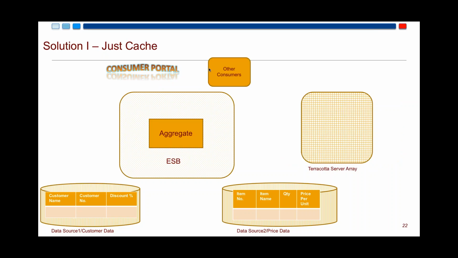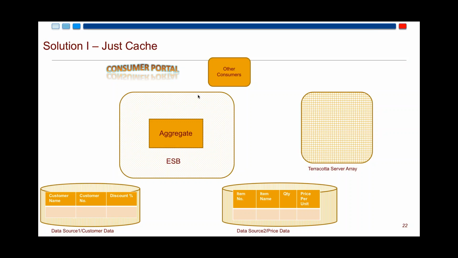Now, in this solution, we developed a framework which is pluggable to any aggregate service in the ESB. At this moment, it supports only SOAP type web services. We developed pluggable handlers, and when they are plugged into the ESB service, they automatically insert the cache into the Terracotta server array. For the next request, the request goes to the Terracotta server array instead of the data source.